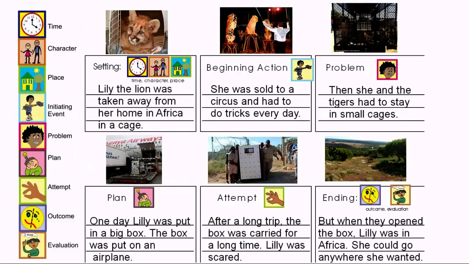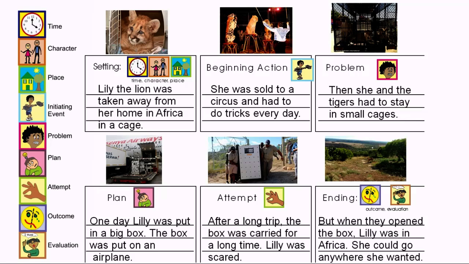Here's another example of using storyboards to help them profile things. Lily the lion was taken away from her home in Africa in a cage. So that's the time, the character, and the place. The beginning action, she was sold to a circus and had to do tricks every day. Problem, then she and the tigers had to stay in small cages for the rest of the time. The plan, somebody had a plan to give Lily back her life in Africa. One day Lily was put in a big box.